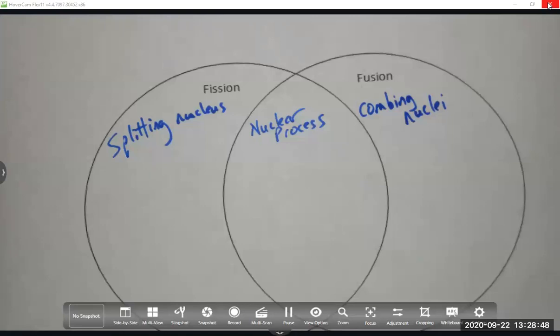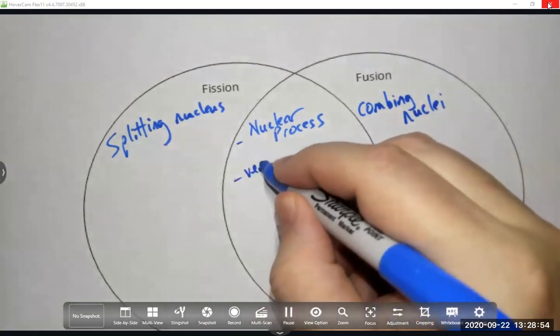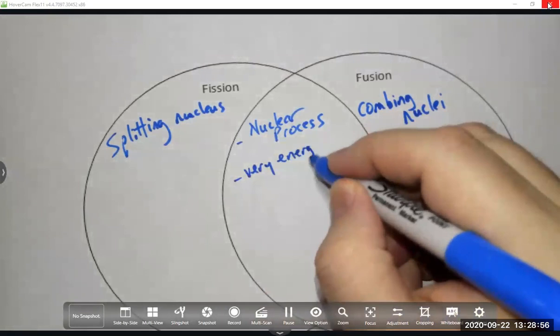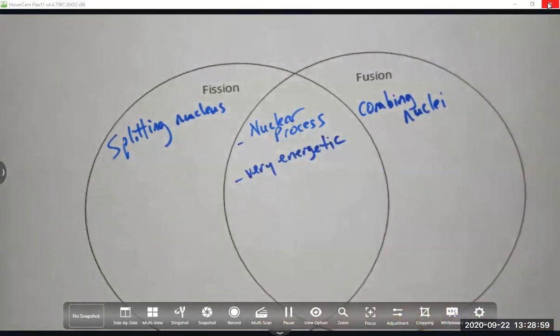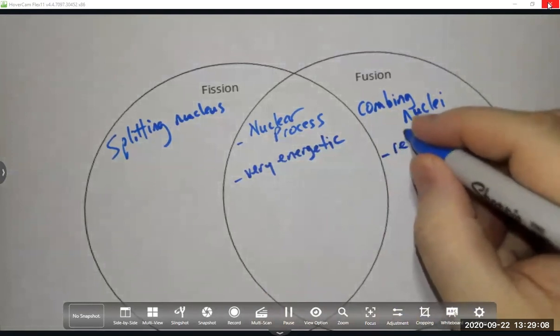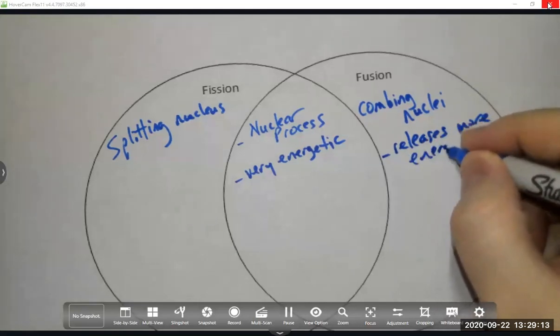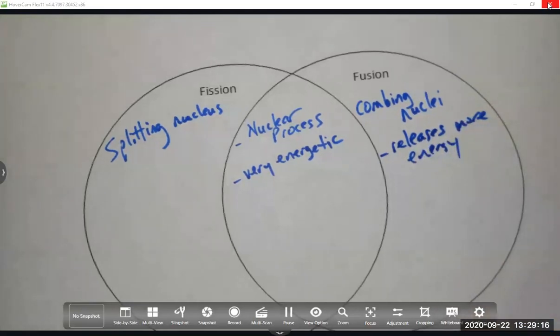So another similarity that they have is that they are both very energetic. But not the same. So fusion is actually a little bit more. It releases more energy. And we could complicate that by saying, per pound or whatever, but let's get the main idea. On a bang for your buck comparison, fusion releases more energy than fission.